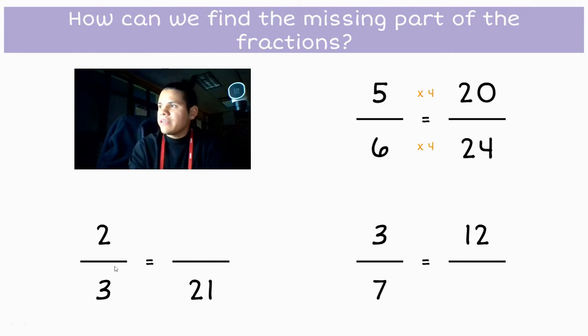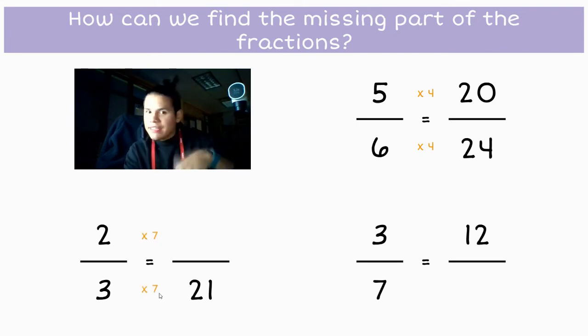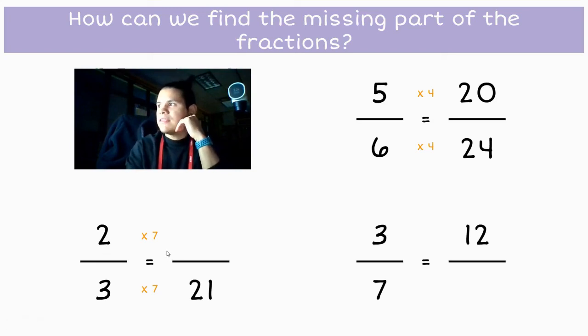Now, what about over here with 2/3 and some numerator with 21 down in the denominator? What number can you multiply times 3 to equal 21? You multiply times 7. Anything you do to the bottom, you must do to the top. So 2 times 7 is 14. 2/3 and 14/21 are equivalent fractions. Pause the video and try the last one on your own.